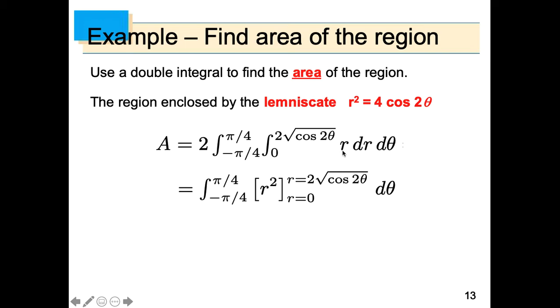This is just the power rule. It's just 1/2 r squared. The 1/2 cancels out with the 2 here, so I end up with simply r squared, from 0 to 2 radical cosine 2 theta. Plug that in, and you end up with 4 cosine 2 theta. Yet another very simple integral for us to integrate, and you should end up with an answer of 4 when it's all said and done.